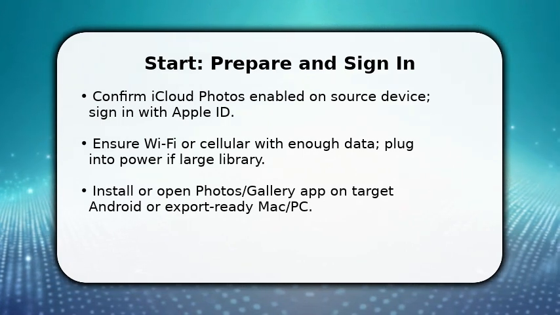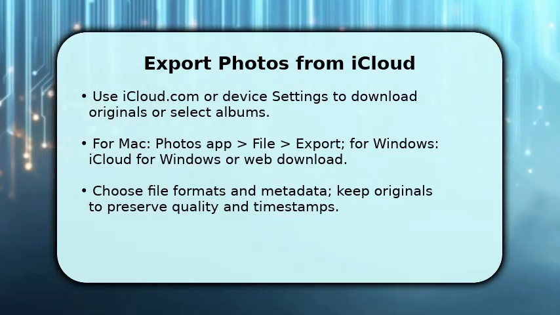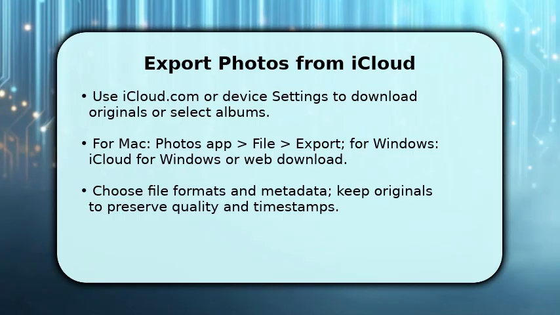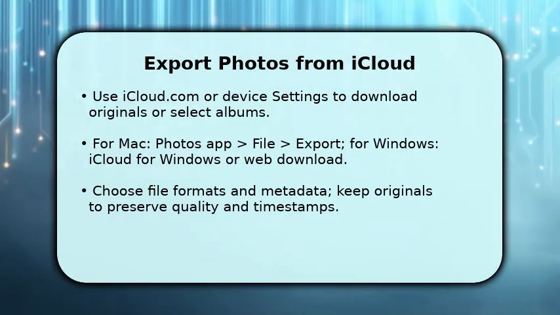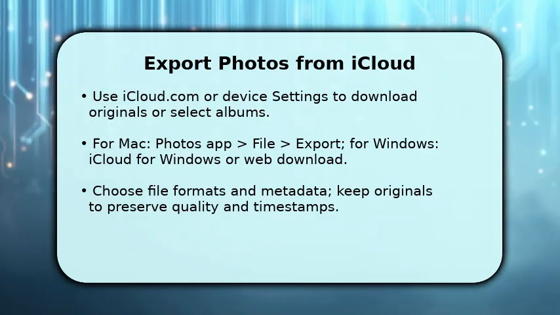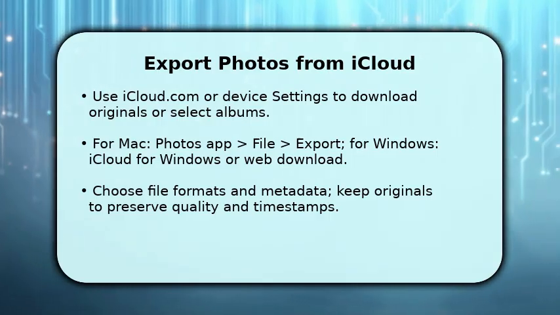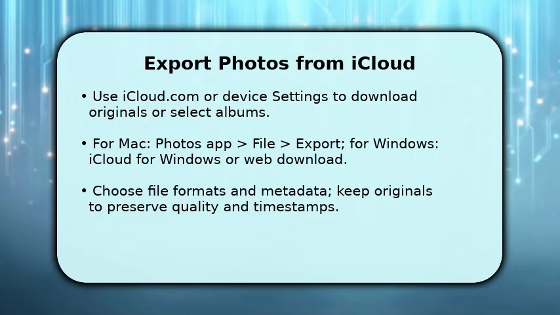Now you actively pull images out of iCloud. If using a browser, go to iCloud and select Photos, then pick albums or individual files and download originals. On a Mac, open Photos and use File Export to choose original or edited versions. On Windows, use iCloud for Windows or the web download. Make sure you export with full-resolution originals and include metadata so dates and locations stay intact.